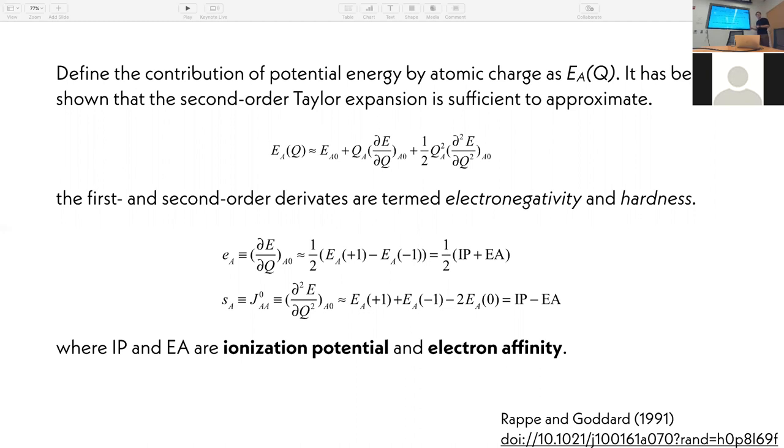So for a long time, this has been the standard practice where you just measure or use quantum mechanics calculations to determine the ionization potential and electron affinity data and fit the hardness and electronegativity of all the atoms, and it's proved to be working.